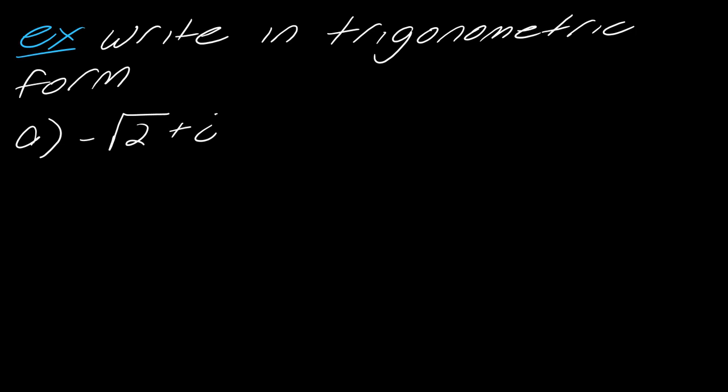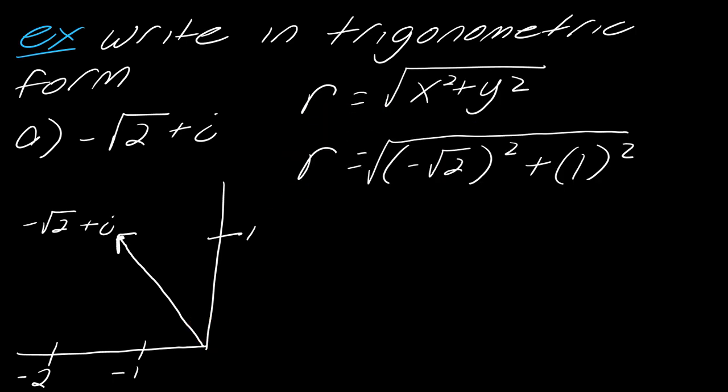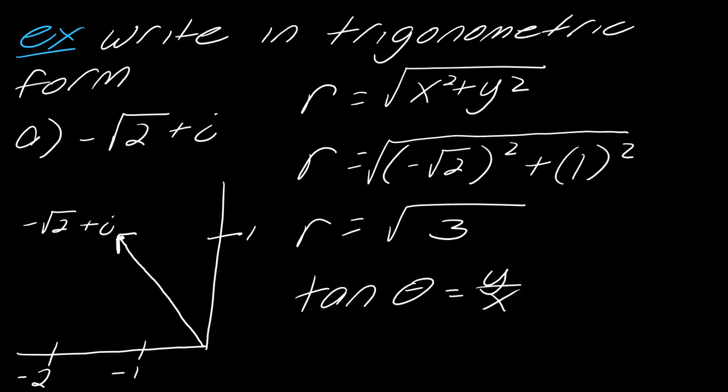Let's say I want to write the following in trigonometric form: negative square root of 2 plus i. If I draw a little sketch, here is this situation. Now I want to find my r. I can see that my x is negative square root of 2 and my y is just 1, right? 1 times i. So I can use the formula square root of x squared plus y squared and plug those values in: negative square root of 2 squared plus 1 squared. If I do the math here, I will get that r is equal to the square root of 3.